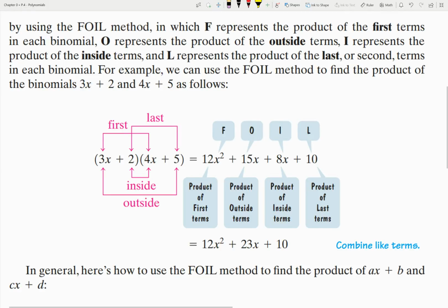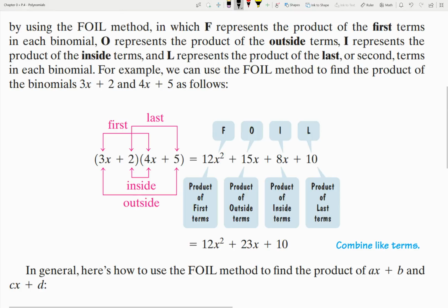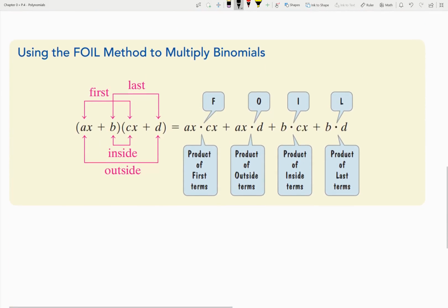It's just an easy mnemonic device that we could use to help us remember to hit all of the terms inside two binomials. Now, this doesn't work on the previous problem, because it's not two binomials. There's this middle term right here, okay? So this works when you're multiplying a binomial times a binomial. And in general, when we do this, it's always going to be ax times cx, ax times d, the outside, b times cx, b times d. First, outside, inside, last.